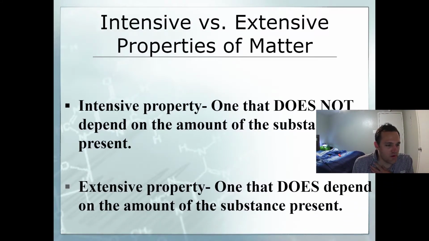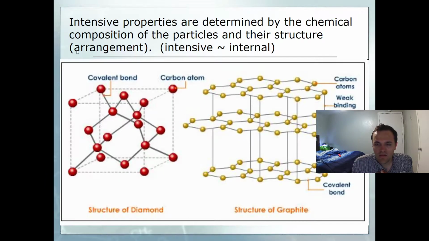Okay, an extensive property is the opposite. It's one that does depend on the amount. So this is something where if you have more of it, that property might change. All right, and we're going to look at examples of both of these. So just some more info here.